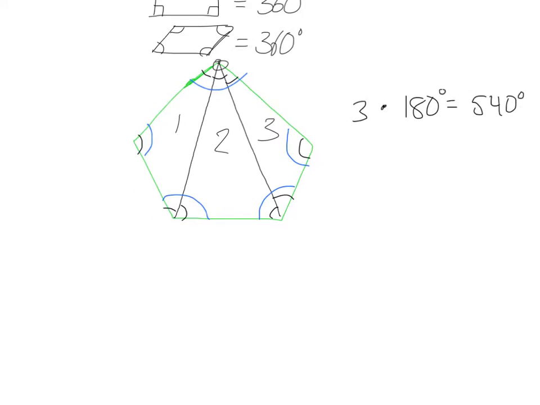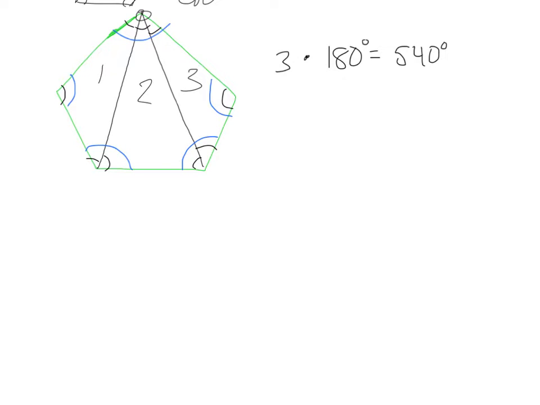So why don't you take a second. I want you to draw a 7-sided figure, and then I want you to figure out how many triangles are in it and then how many angles it has. All right, so here's my 7-sided figure. You may have drawn something that looked a little different. That's totally okay. So let's figure out what the total measure of all the interior angles are.